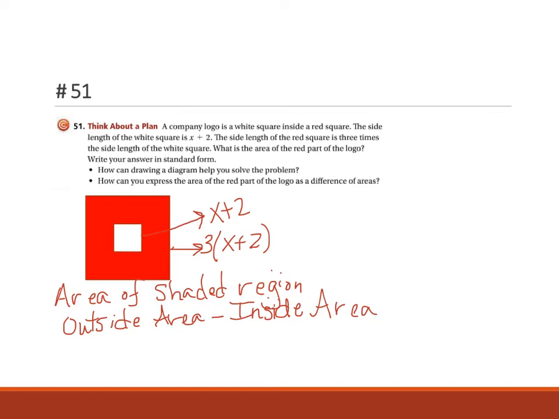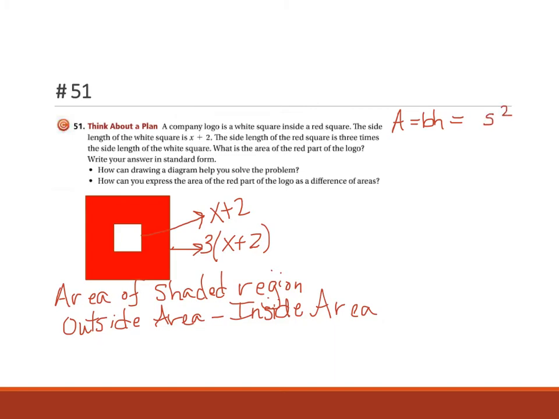So the first thing that we need to do is find the outside area. Well, we know the side length of the outside square. That's 3 times the quantity x plus 2. I can use this side length to find the area of the outside. So from geometry, remember that the area equals base times height, but this is also a square. And in the case of a square, both of the side lengths are the same. So another area for the square can be expressed as side squared.